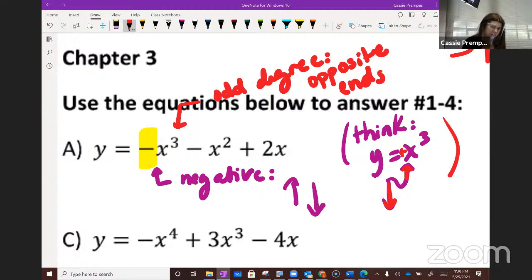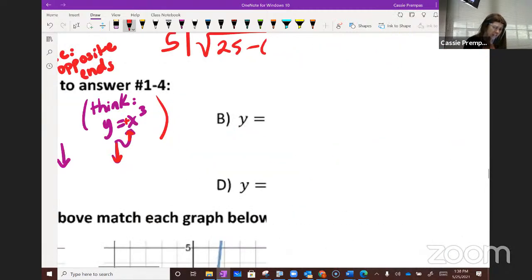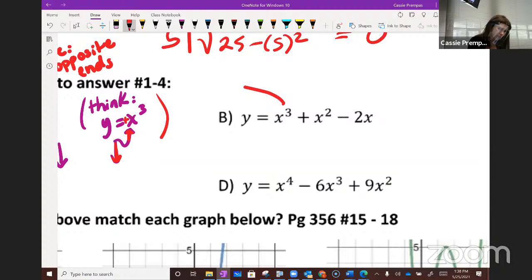All right, letter B then. Again, it's an odd degree, so it's going to have opposite ends. But since this one has a positive leading coefficient, how is the end behavior going to go? Down, up.